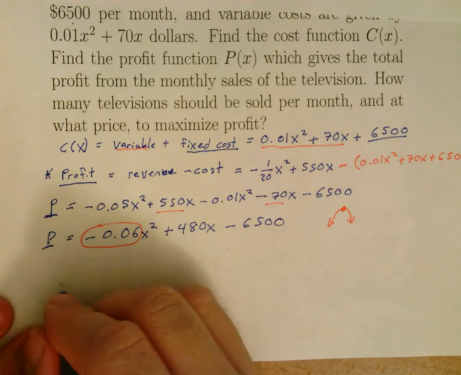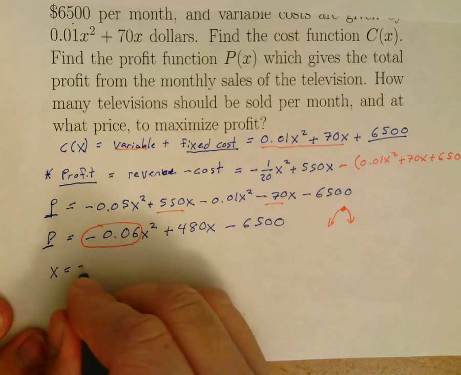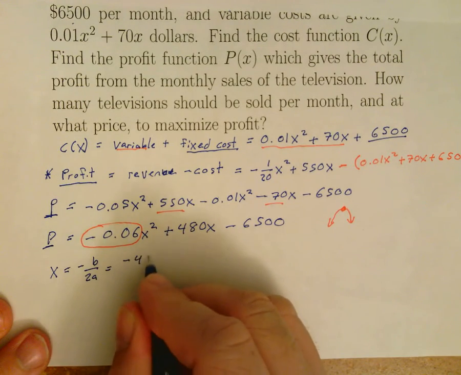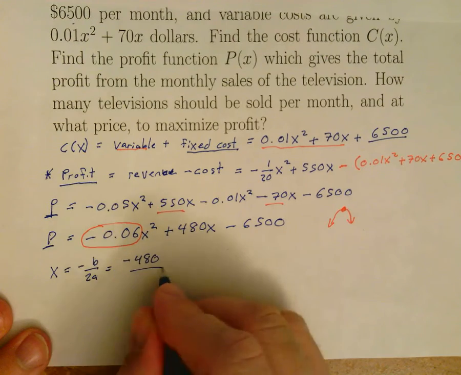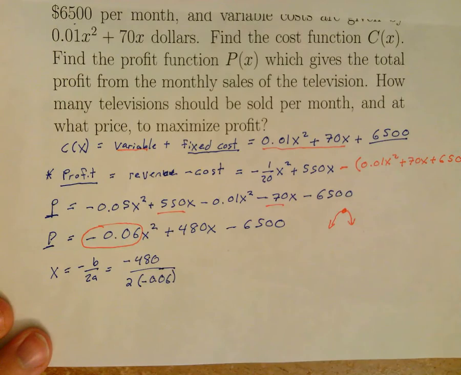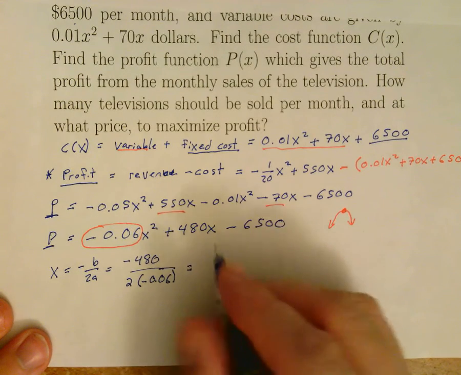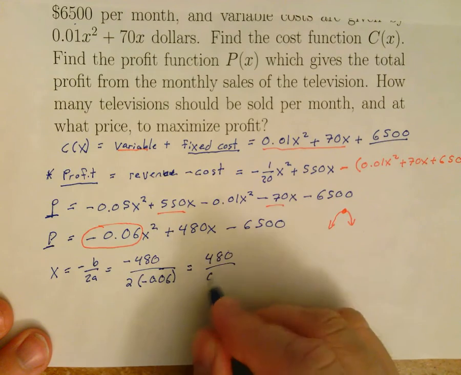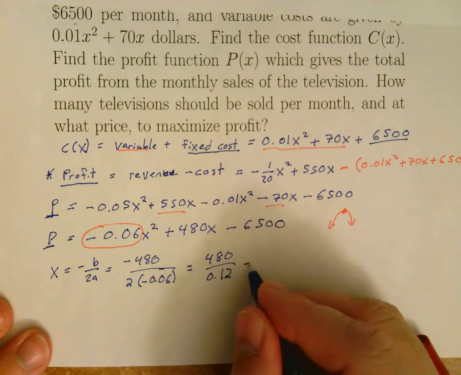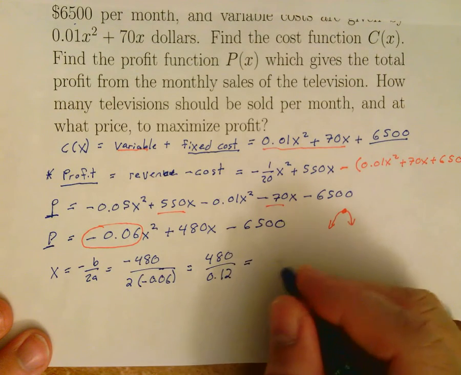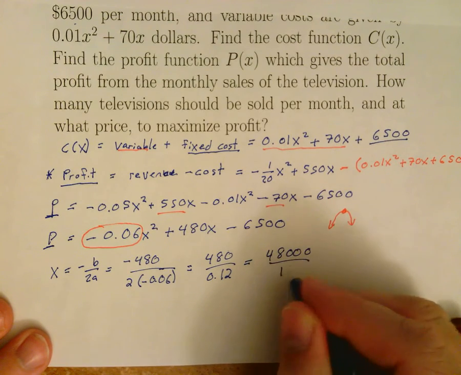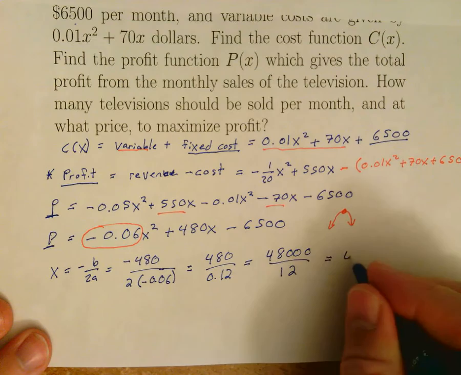Okay, so the vertex formula, I'm going to have x is equal to negative b over 2a. So I have negative b, which is negative 480, divided by 2 times negative 0.06, okay, which is equal to 480 divided by 0.12. And again, I hate decimals, so let's just multiply everything through by 100 on the top and the bottom to remove that. So I get 48,000 divided by 12, and that should make it a lot easier. It's just 4,000.